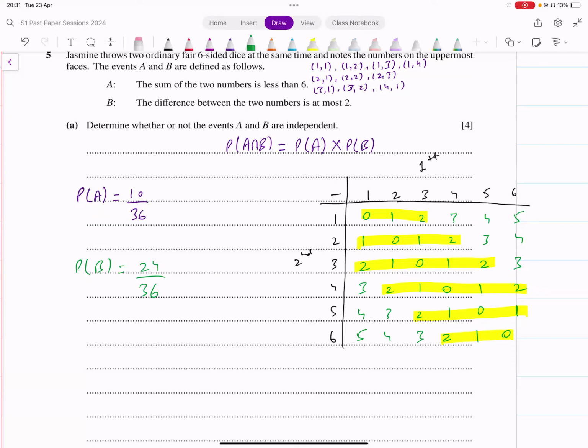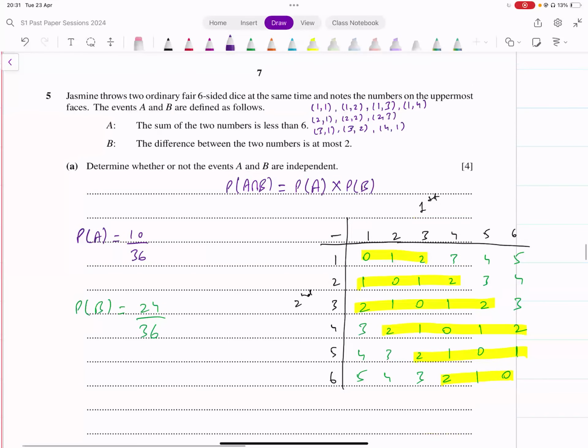Okay, so we got the probability of A and the probability of B. Now we also need the probability of their intersection. Intersection means when are both of those things true? That means that the sum of the numbers is less than 6 and the difference is at most 2. When are both of those things true? So what are the common elements between these two cases? Okay, let's figure them out. What are the common cases? 1, 1, it's appearing in both of them. This is common, right? 1, 1 is appearing in both of them.